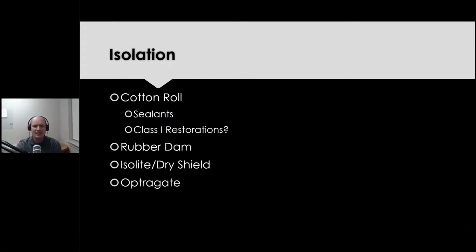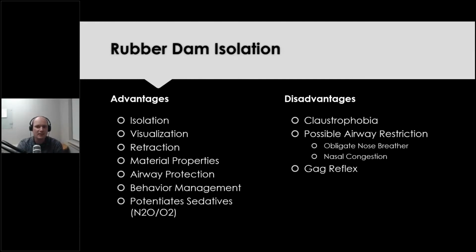I will say with isolation, cotton roll, this can be used quite well for sealants and maybe class 1 restorations, but I like to use rubber dam isolation. We'll cover that. With Isolite and Dry Shield, if I don't have that on for sealants, it's getting a glass ionomer sealant. I want to be stringent about moisture control so my products have the best ability. For anterior teeth, you could use an Optigate or something similar to help isolate those.